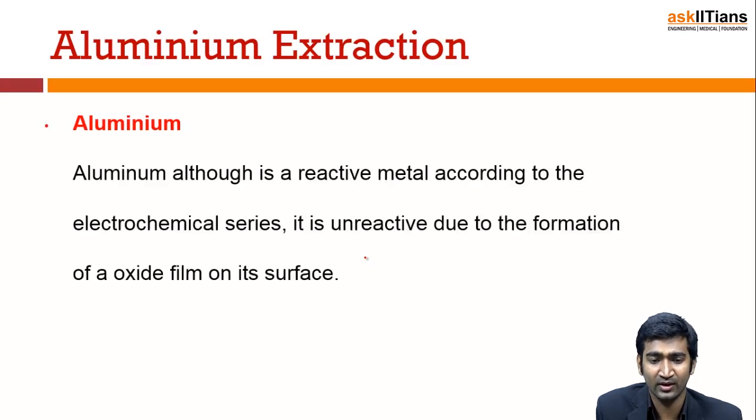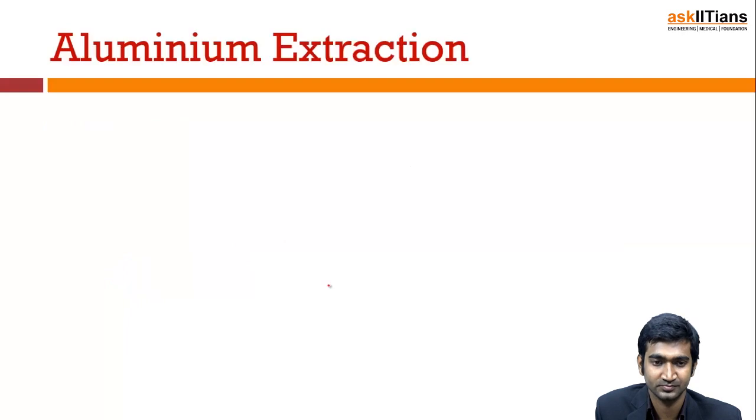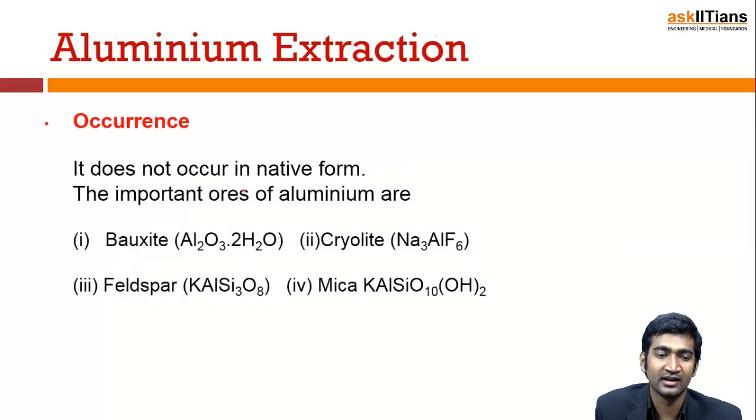It is a very reactive metal according to the electrochemical series, but it is unreactive. Why is it unreactive? Due to the formation of an oxide film of Al2O3 on its surface. That makes it somewhat unreactive. In nature it occurs either in bauxite, cryolite, feldspar or mica. In all these four forms, aluminium exists as a mineral.